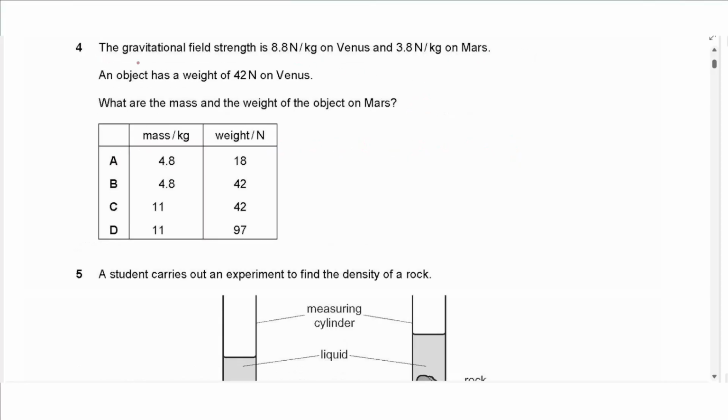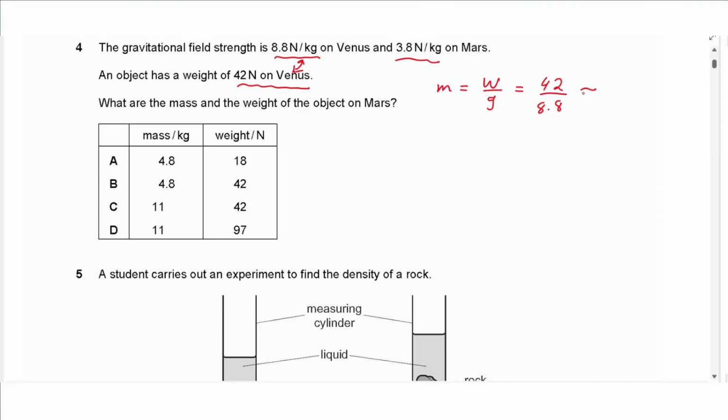Question 4 says the gravitational field strength is 8.8 newtons per kilogram on Venus and 3.8 newtons per kilogram on Mars. An object has a weight of 42 newtons on Venus. So we have the weight and the gravitational field strength. What is the mass and the weight of the object? So first we can calculate the mass as the weight divided by the gravity field strength. So we have 42 divided by 8.8.